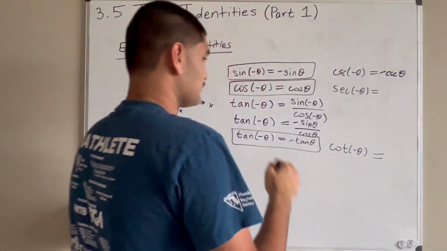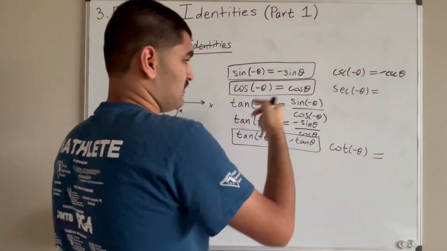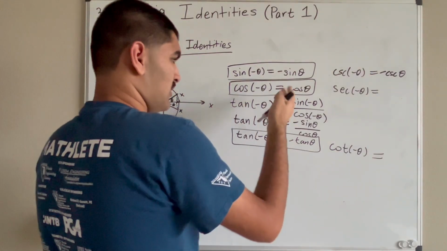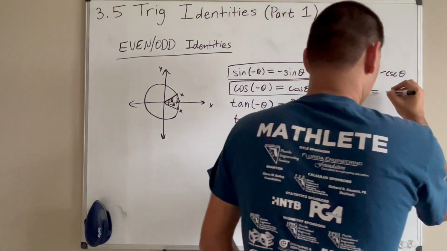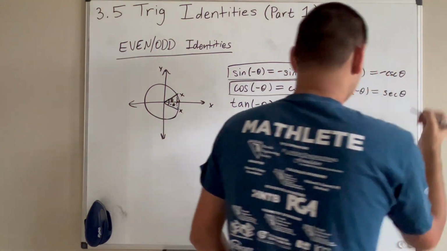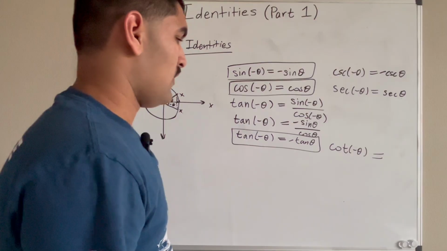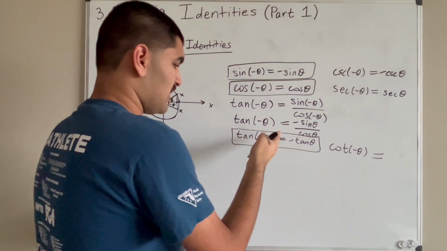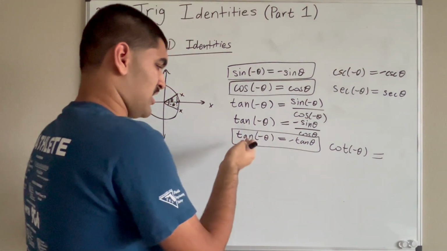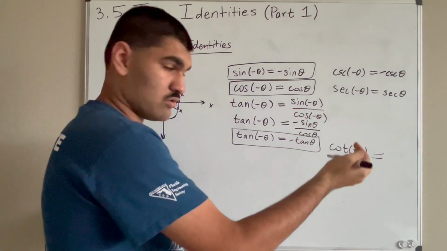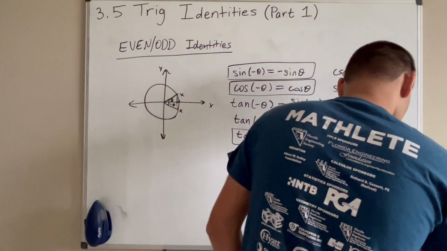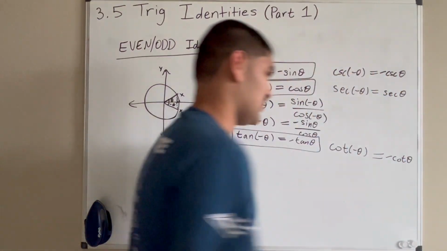All right. And then cosine is even, so that means that the reciprocal, secant, is also even. So secant of negative theta is just secant theta. Okay, and then similarly, tangent of negative theta is negative tangent theta. So tangent is odd, and so that means that its reciprocal, cotangent, is also odd. So this is equal to negative cotangent theta.